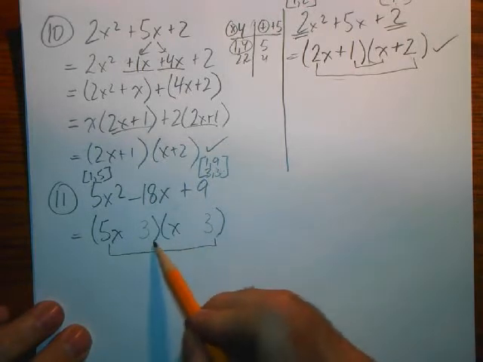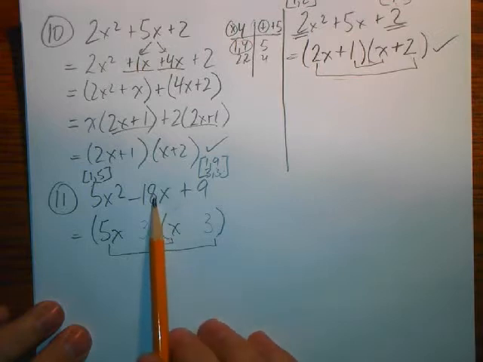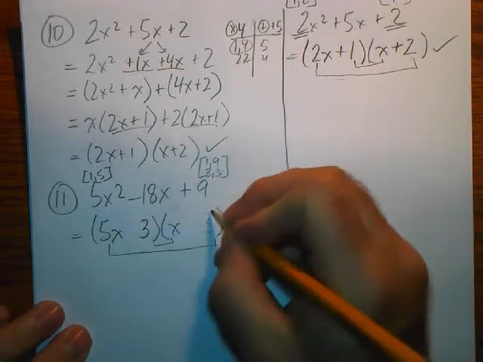The inside I'm going to get 3x. Can I make a negative 18 from that? Yes, because if I could make this a negative 15 and this a negative 3, that would give us a negative 18. So the 3's were correct. And because I know they both have to be negative, I put a negative sign there, and we're done.